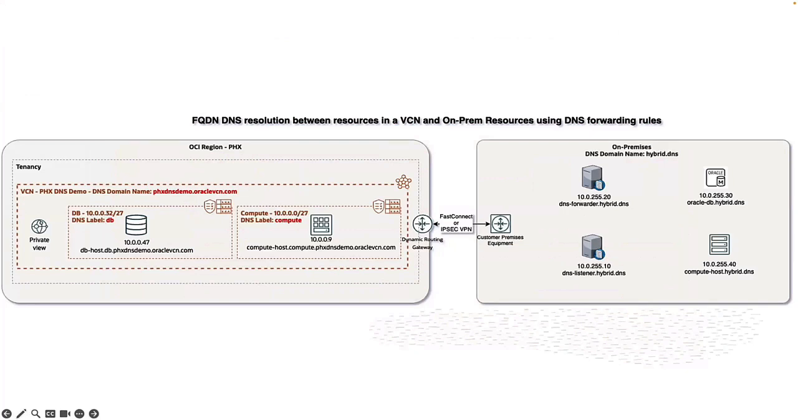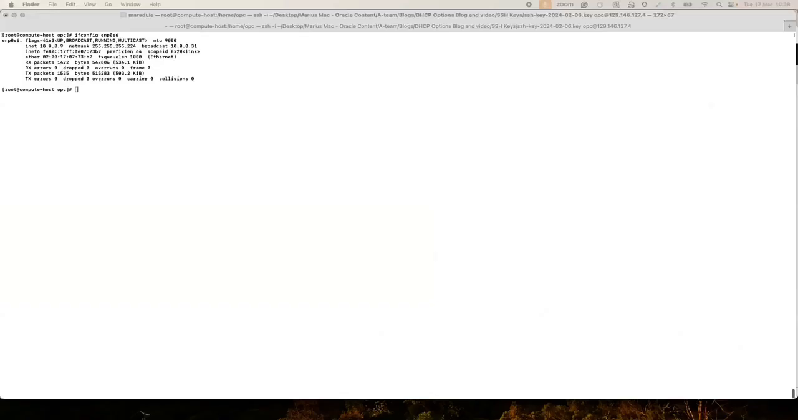We have a VCN provisioned in OCI and connected to the on-premises network through VPN. The on-premises network has the domain name hybrid.dns. It has two DNS servers, one for forwarding and one for listening. Two machines with their own FQDN as shown will be used for testing the functionality. The scope of this demo is to show only OCI's side of the configuration and not the on-premises side or VPN. Now let's dive into the demo.